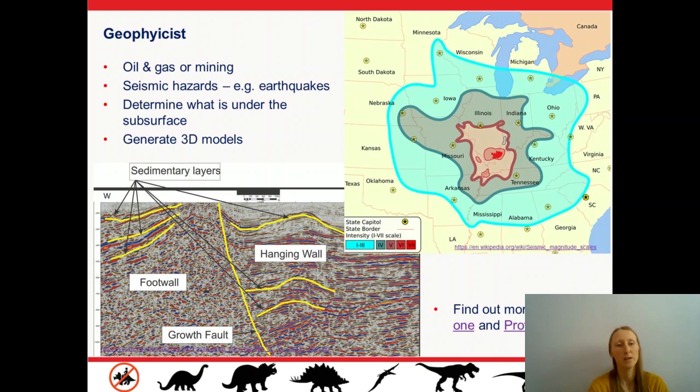Just to explain the words on this seismic section, you've got hanging wall and footwall, which relate to the fault movement. You can see here it says growth faults. This is a normal fault. And then hanging wall is always above your fault plane, and the footwall is always below the fault plane, just to put those into context.